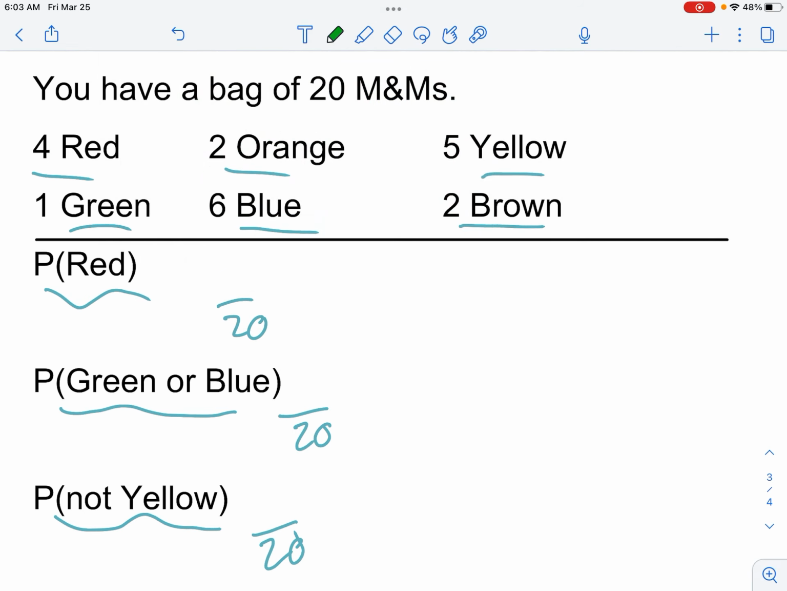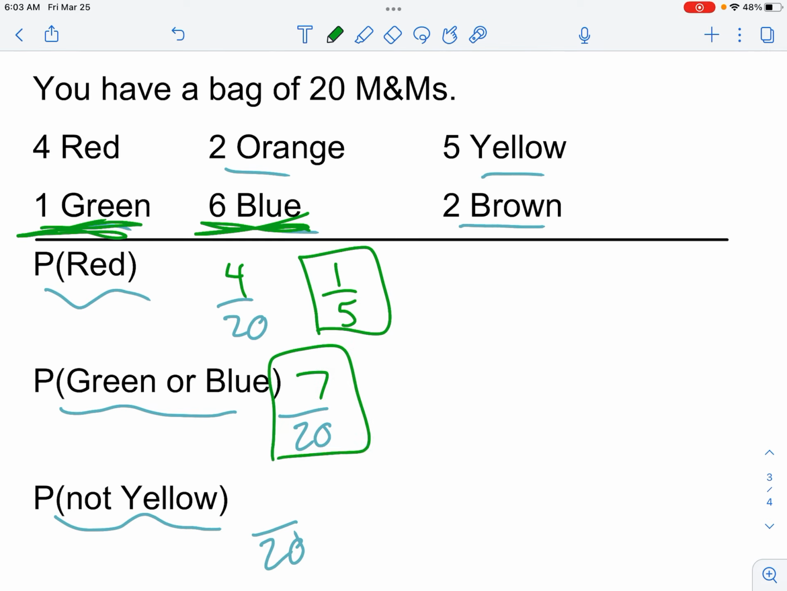Okay, so red, there are 4 red, so I do 4 over 20. And then I can reduce those by dividing by 4, so I'd get 1 over 5. Green or blue means that I look and see how many green and blue there could be. So there's 1 green, there are 6 blue, so 1 plus 6 is 7. And I can't reduce that.